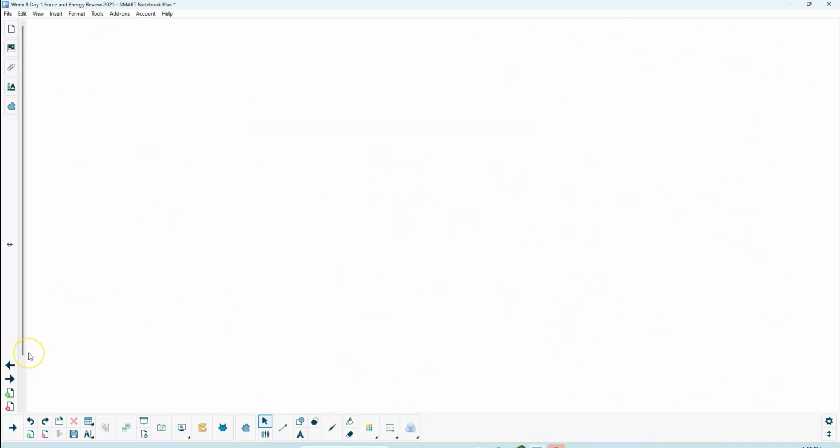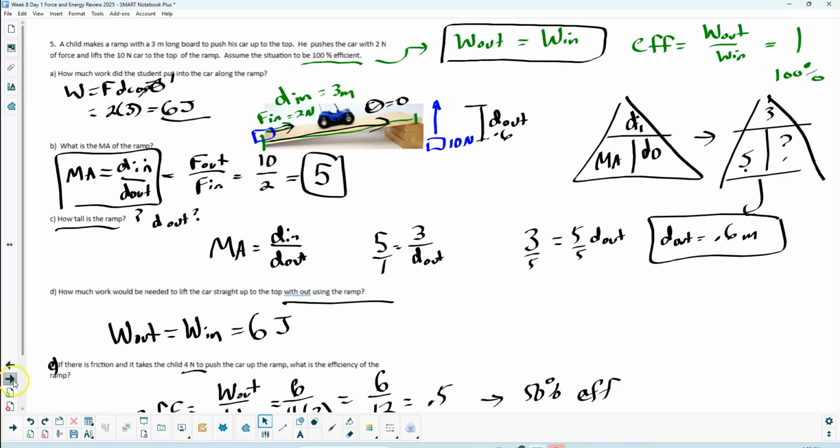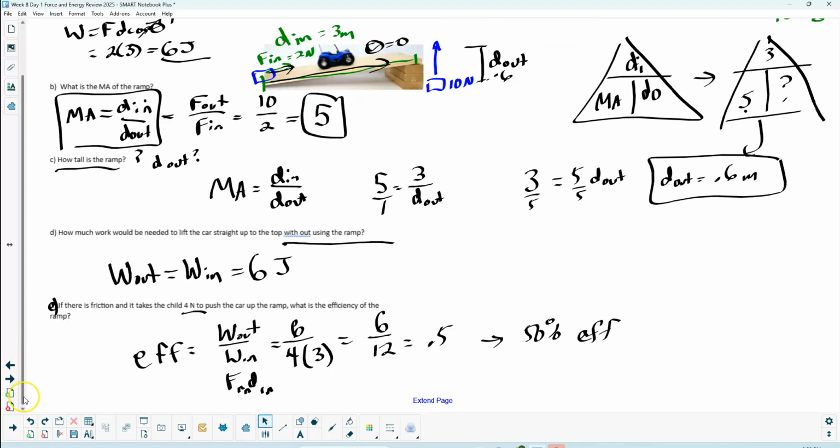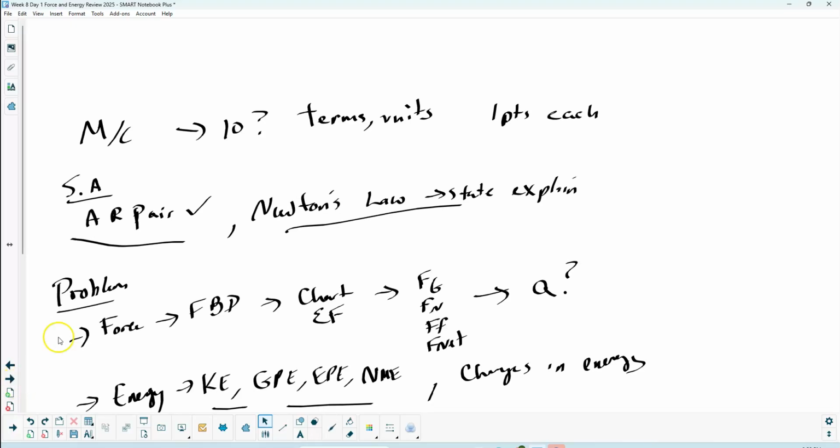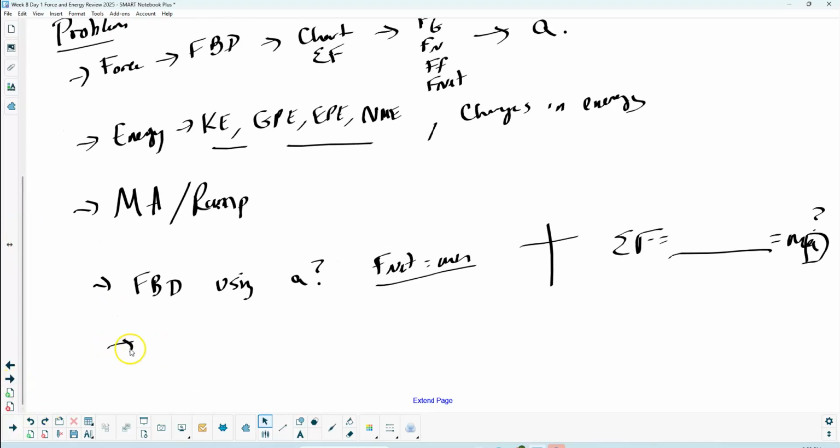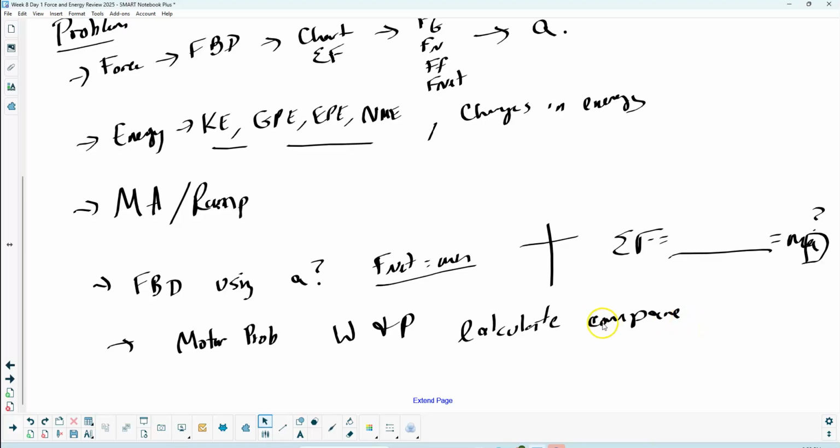And then the last problem is more like the motors. Yeah, there it is. So the last one is dealing with the motor problem with work and power and calculating and comparing. So deciding which one has more work, which one was more powerful based on those ideas. So that's the overview of the test.